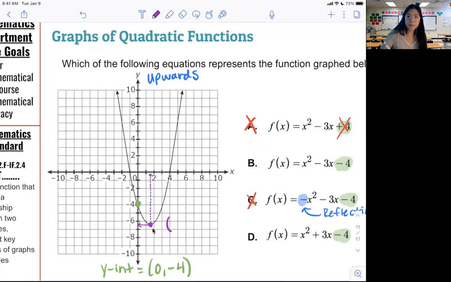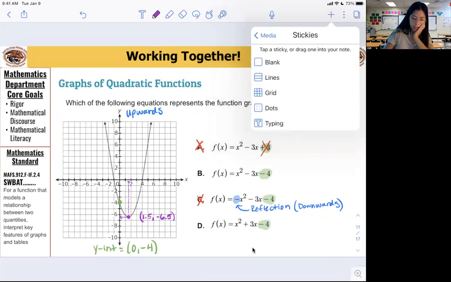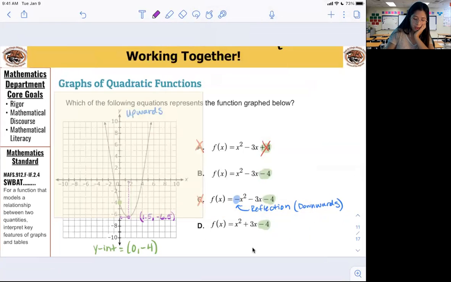1.5, because it's the middle of 1 and 2. And 6.5. Yeah, that's what I would have guessed too. So that's a pretty good estimate of the vertex. Well, now we can see which of these matches that number. So I'm going to go ahead and calculate my vertex. Now, who can remind me, how do I do that?